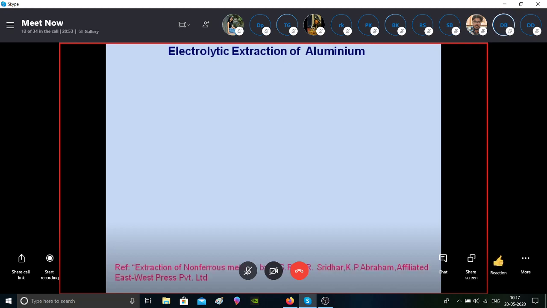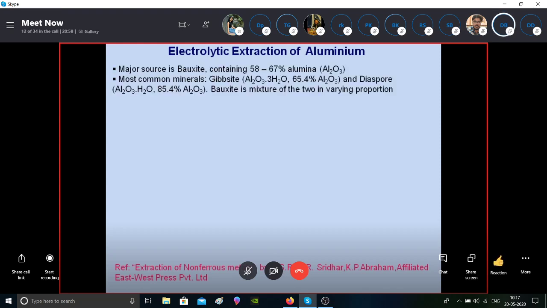So this is my reference. You can go to the reference. You know the major source of aluminium. All of us know, I think you have read it during your school days, extraction of aluminium. I would try to add to some of the knowledge which already exists with you. The major source of aluminium is bauxite, which contains somewhere around 58 to 67% alumina. This is not a theoretical value. What I am giving you is the alumina content in bauxite which is available in India.